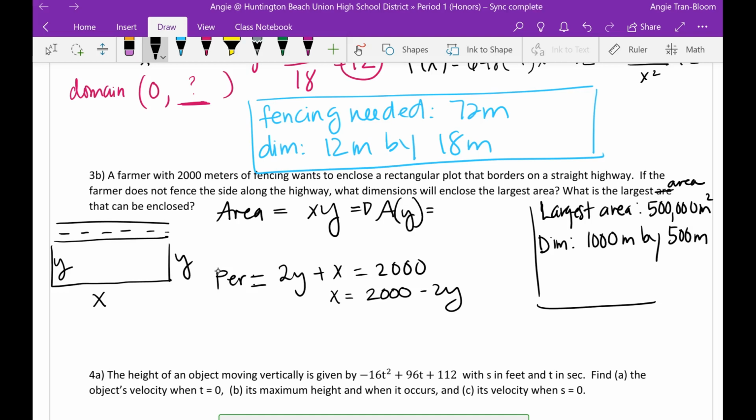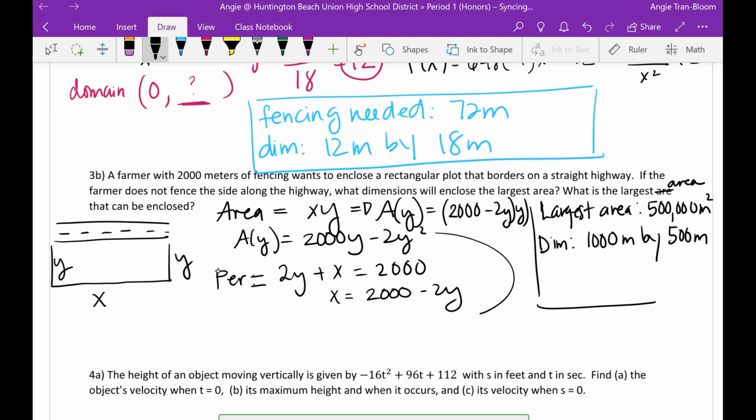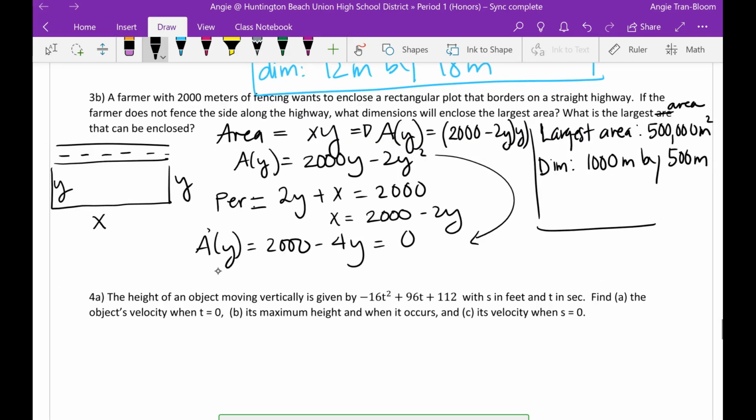So that means your area is a function of what variable? Y, okay. So every time I see an x, x is going to get replaced with 2,000 minus 2y, times a y. I would definitely distribute that out because I'm going to need to take the derivative. So that's 2,000y minus 2y squared. Is that okay so far? Now let's do the derivative. A prime of y equals 2,000 minus 4y. Yes or no? Solve for zeros. I'm sorry, solve for y. So 2,000 equals 4y. Y came out to be 500. So that's where the 500 came about.